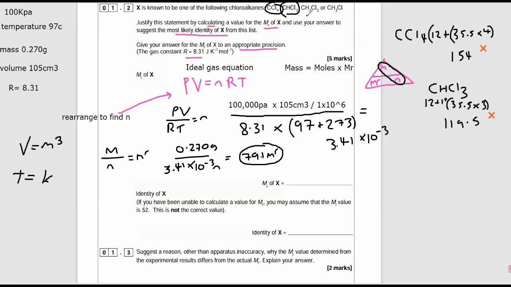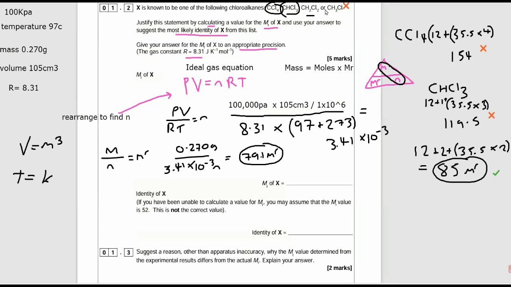Now, if we look at the third one, we have a formula of CH2Cl2. Now that's going to be 12 plus 2 for the two hydrogens is 14. And then 35.5 times 2 is 71. 71 and 14 is 85. So actually, this one is starting to look a little bit better and is quite close. So we're going to say the identity is CH2Cl2.